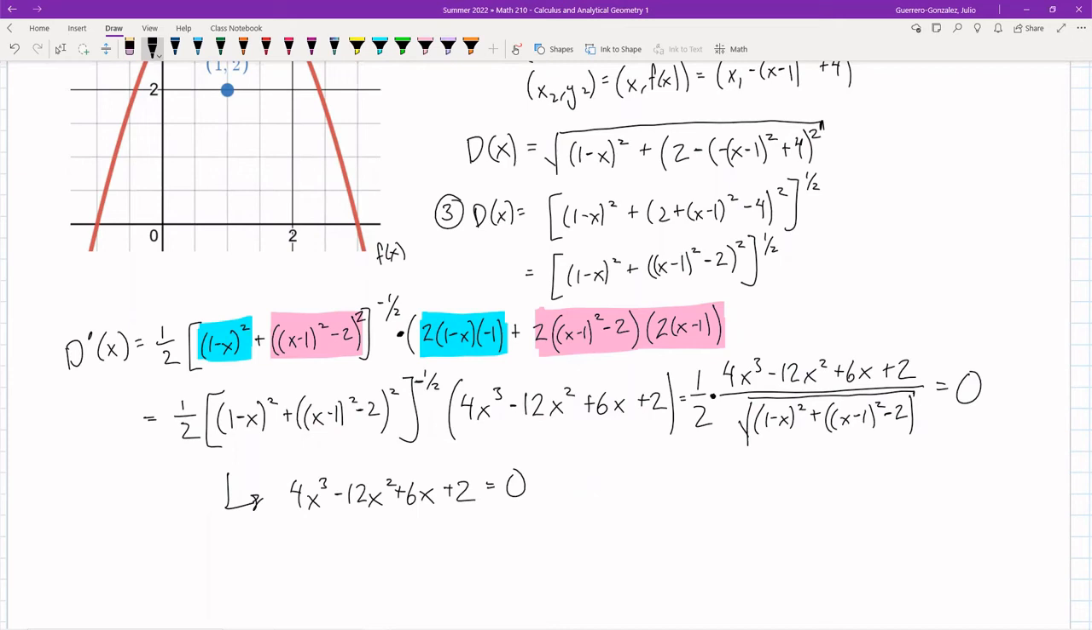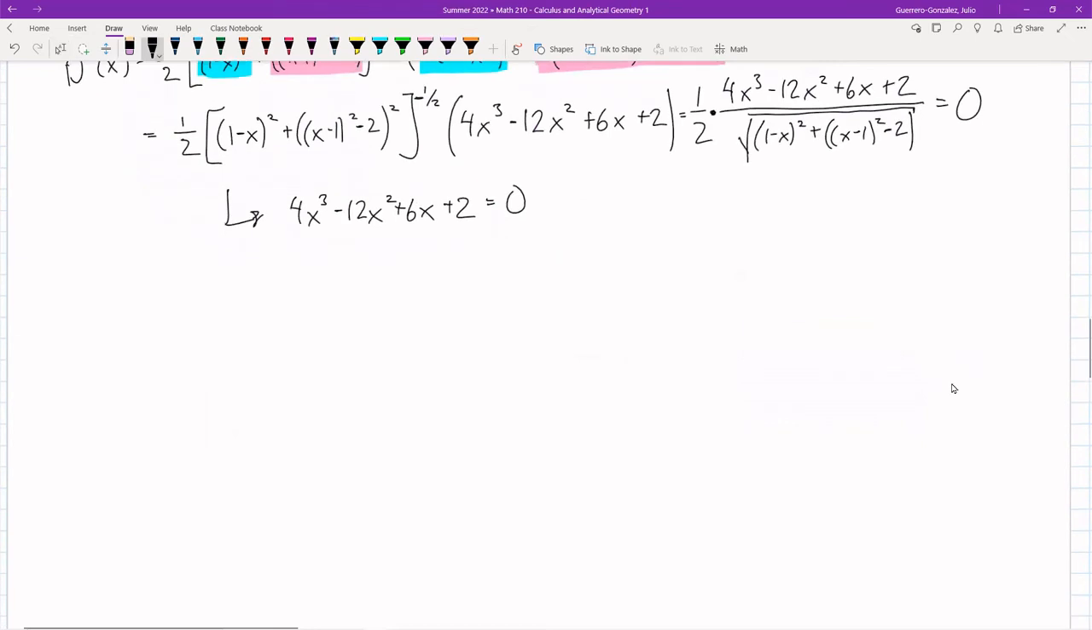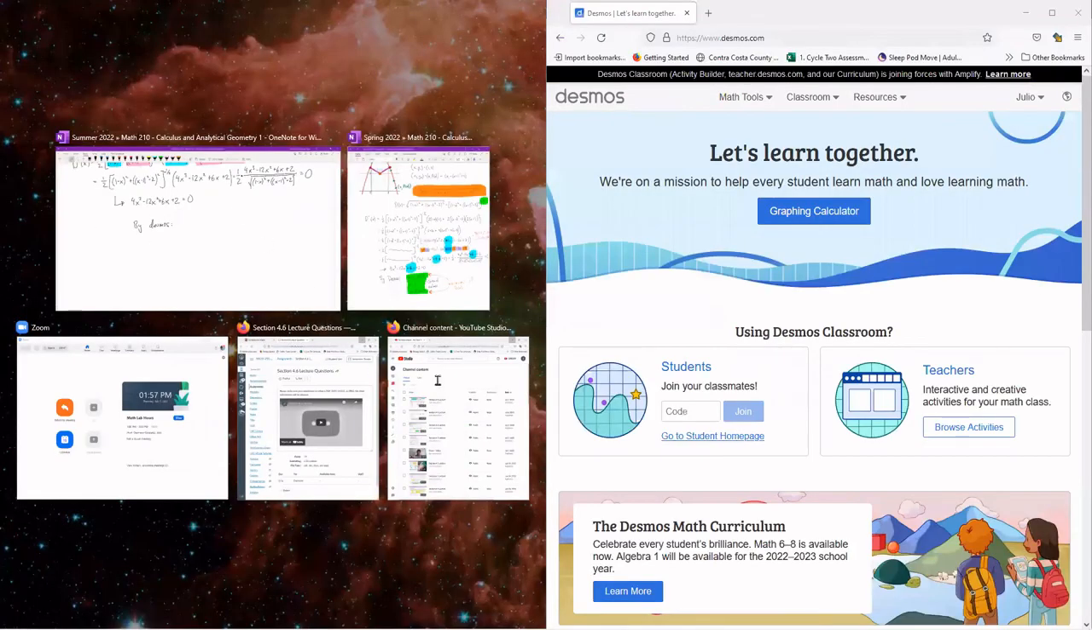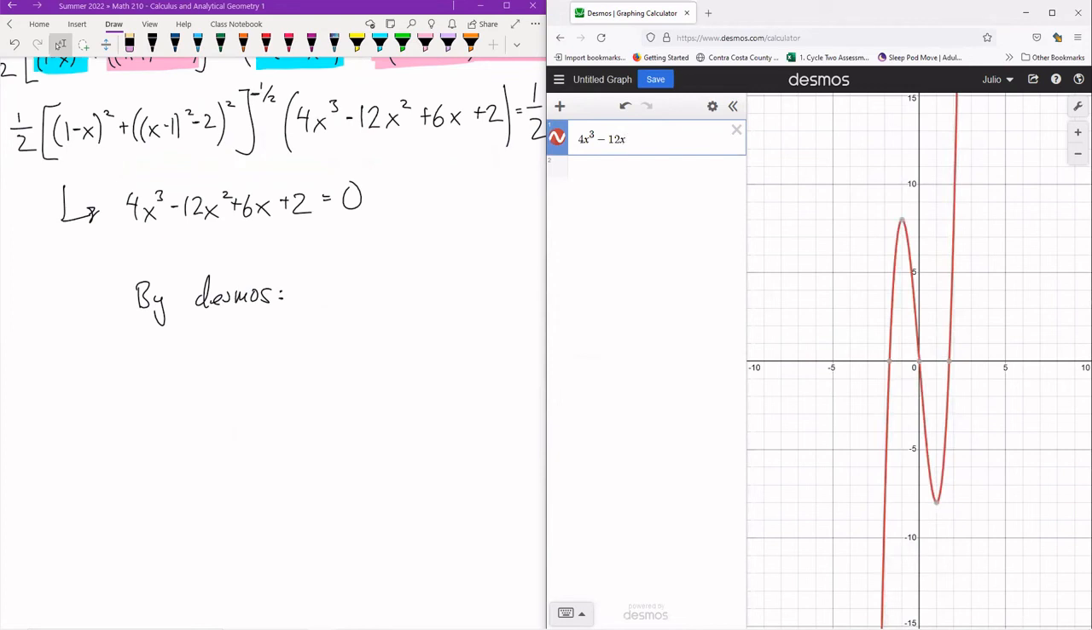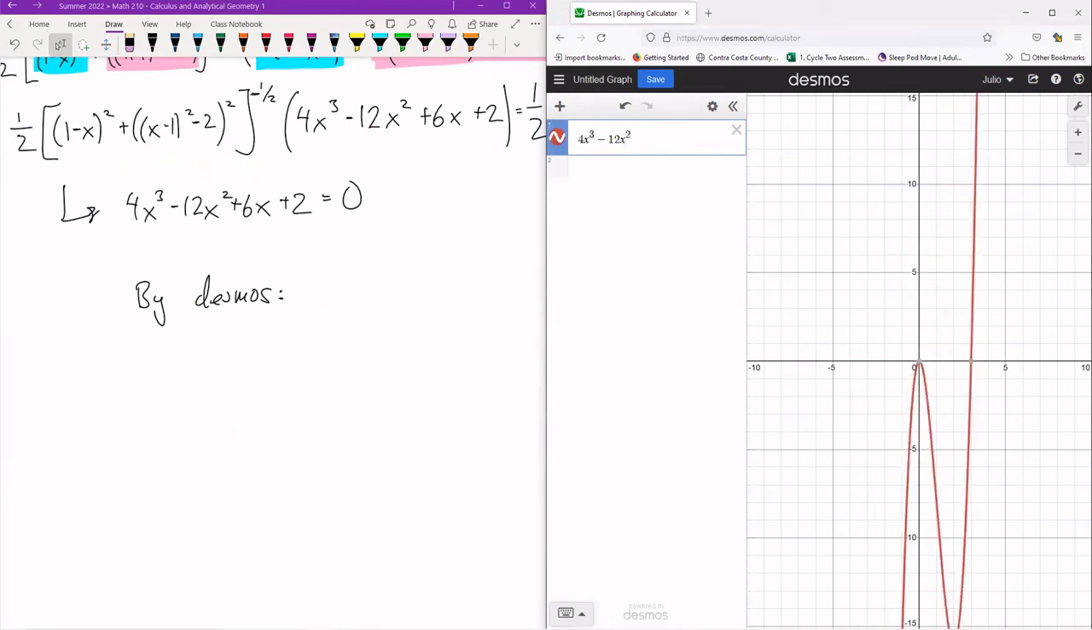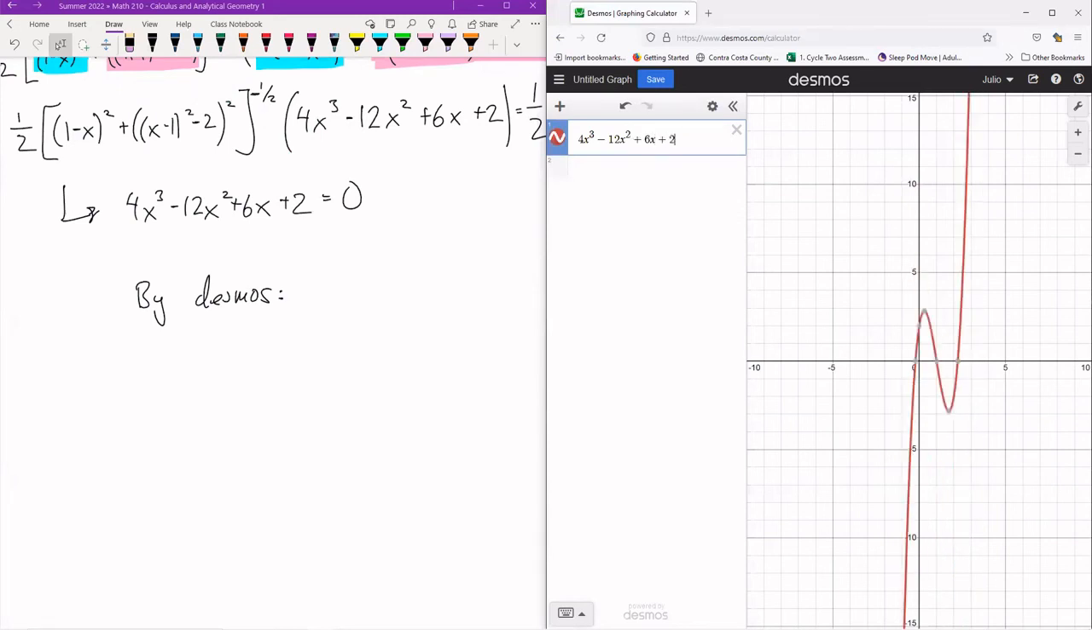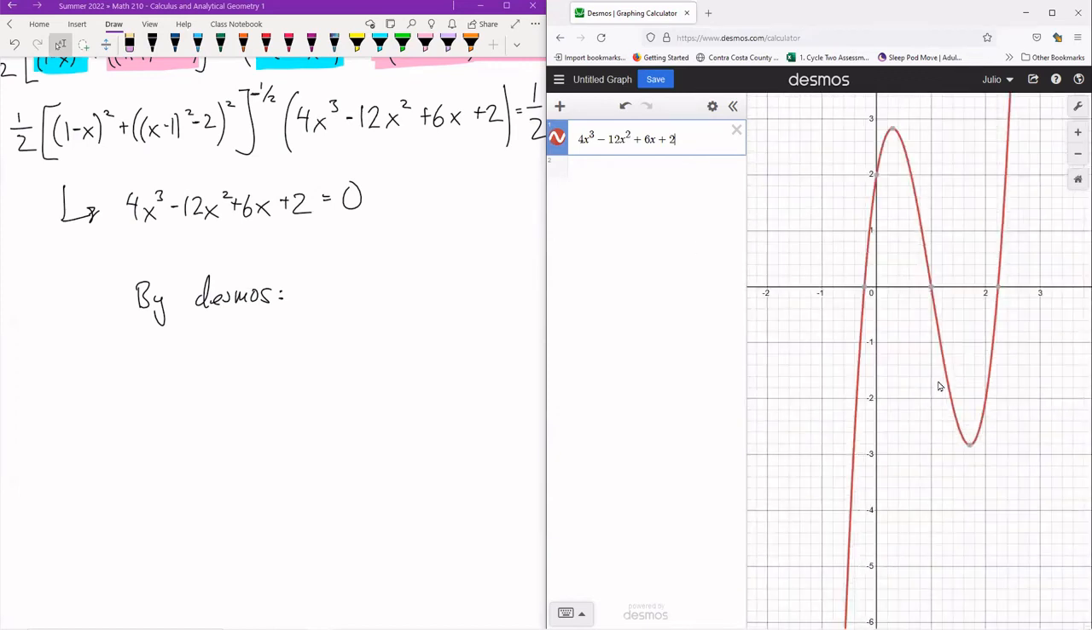I'm going to write this down here so that people don't get lost. I'm going to do a double window thing here. I'm going to find out when that thing is equal to 0. So 4x cubed minus 12x squared plus 6x plus 2. I need to find out when it's equal to 0.